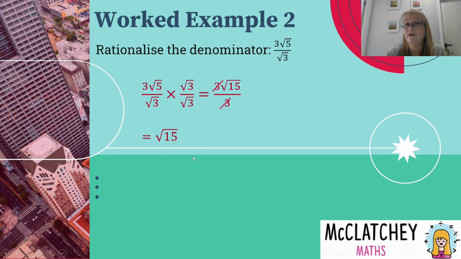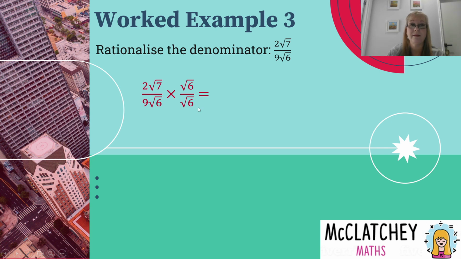So we just write root 15. It's technically now got a rational denominator. Let's look at our third worked example. This time we've got coefficients out the front of our surds on the numerator and the denominator. 2 root 7 divided by 9 root 6. We're going to multiply that by root 6 over root 6.